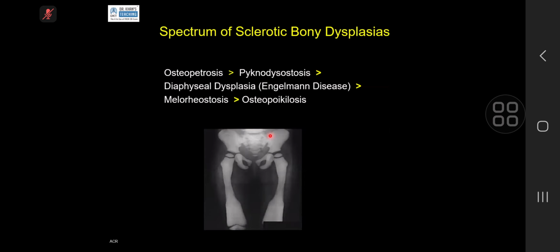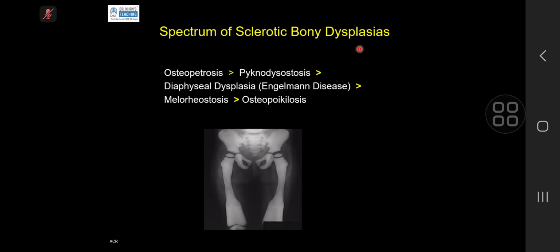Please remember that sclerotic bony dysplasias are a spectrum. And most of these, should I say, are very important for the exam. They have come so many times. Osteopetrosis, pycnodysostosis. Diaphyseal dysplasia is not all that important because it just involves the diaphysis, but melorheostosis and osteopoikilosis, both of these are exam cases.